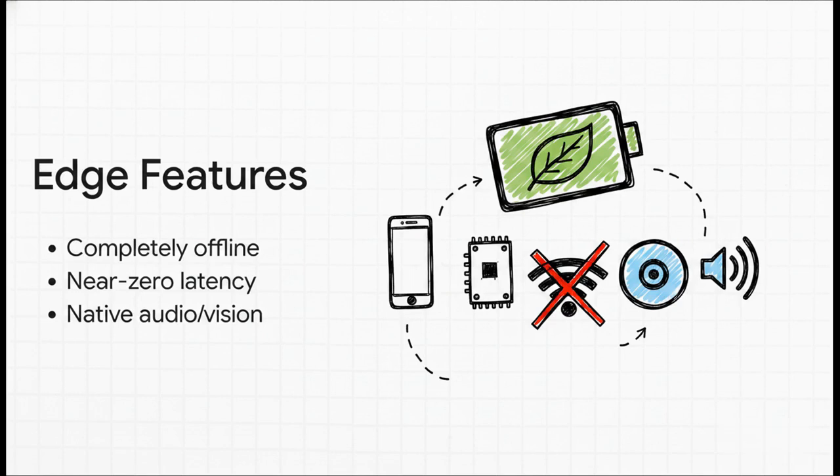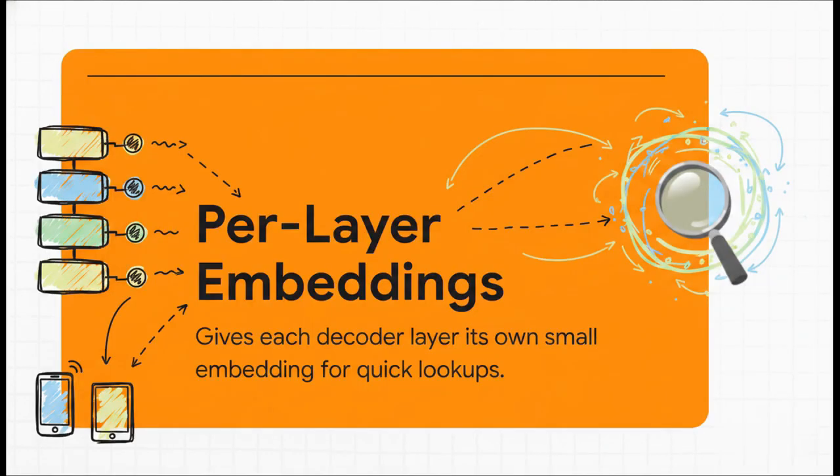You can quite literally deploy these right now on a Google Pixel, an NVIDIA Jetson Nano, or even a basic little Raspberry Pi. But how are they pulling off that kind of efficiency? Well, the E in E2B and E4B actually stands for effective parameters. They use something called per-layer embeddings, or PLE.